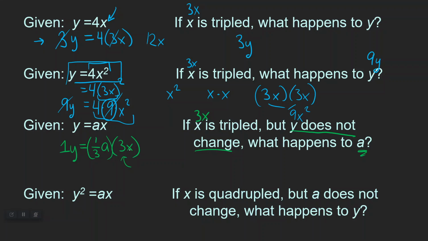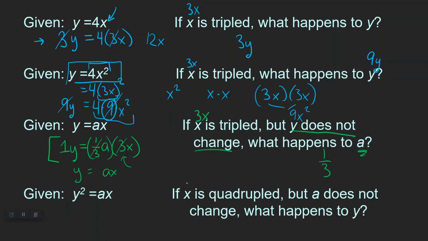1/3 times a times 3x, the 1/3 and those 3 actually cancel out, and we're back to ax. So notice a would be cut in a third. Again, all we're doing is just making sure the left side equals the right. Then finally, this last example, we have this squared here, but it's the same basic idea.